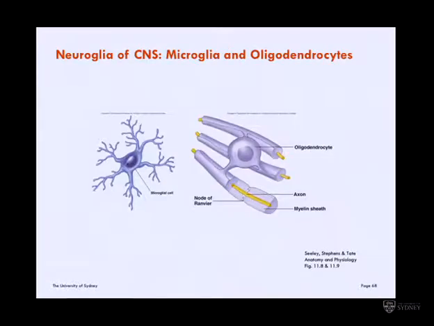Two other types of neuroglia are the microglial cells and the oligodendrocytes. The oligodendrocytes are the ones that form an insulating sheath around the axons. Okay? So in that video clip as well, you saw the axon with those little tic-tac-like structures around them. Those are the myelin sheaths.